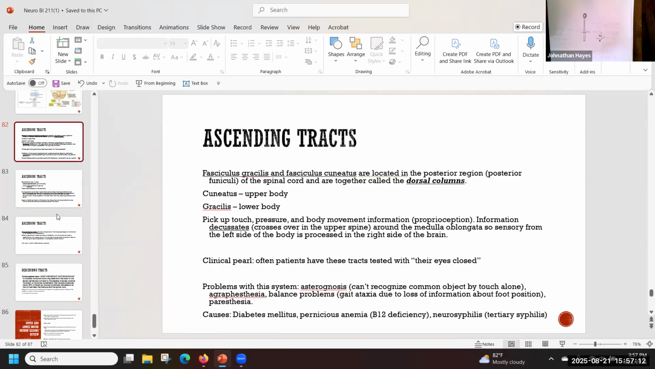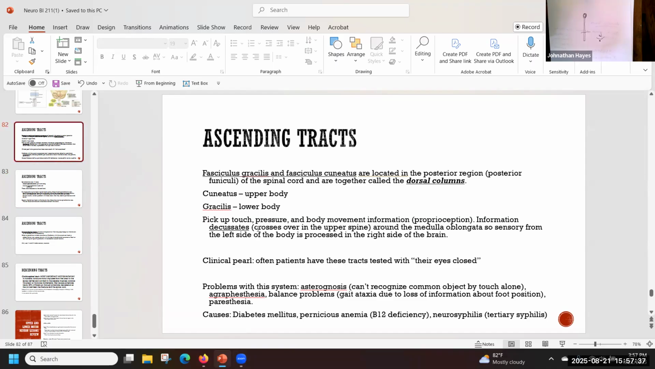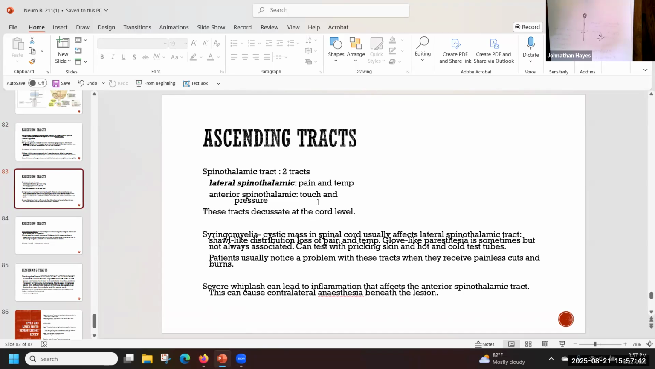More detailed. The type of touch that's picked up by anterior spinothalamic tract is more crude, right? So it's, you know, something's touching you, but there's not a lot of detail that goes with it. It's in contact with me, but I can't really describe it. So crude touch. And then a more dull pressure goes with anterior spinothalamic. So when I think dorsal columns, I think light touch, light pressure, and proprioception. When I think anterior spinothalamic, it's more like crude touch and deep pressure, dull pressure.